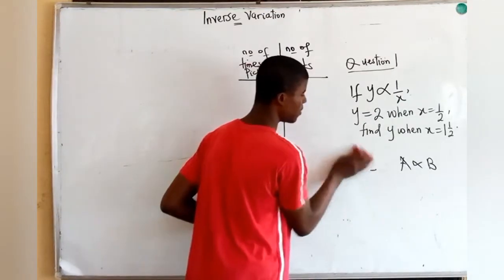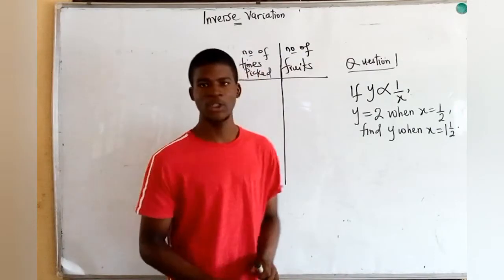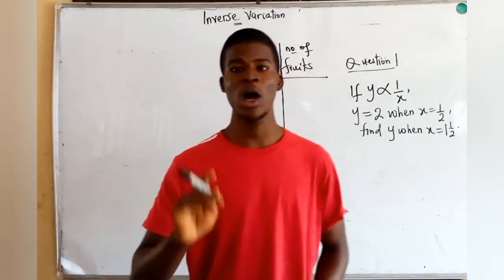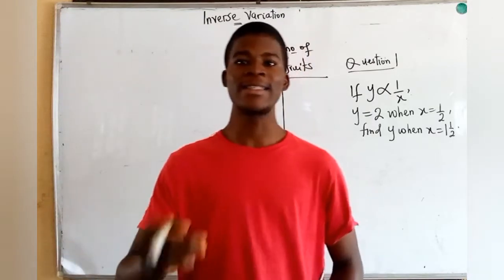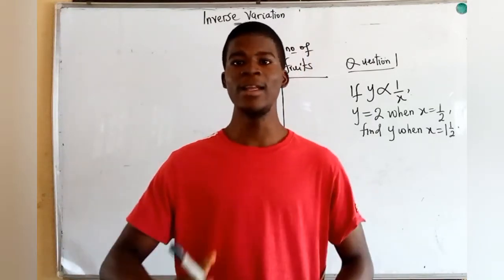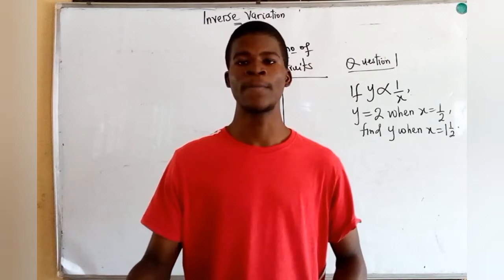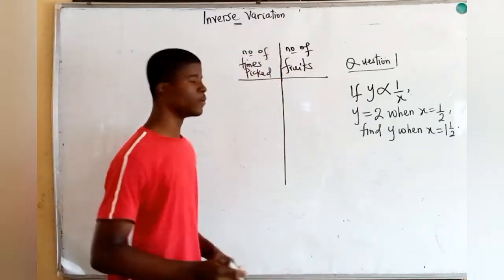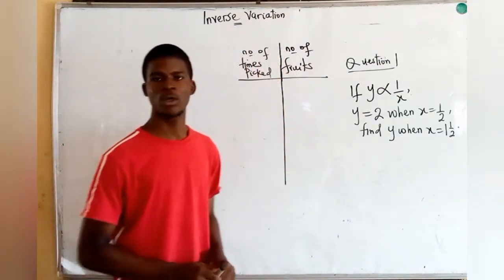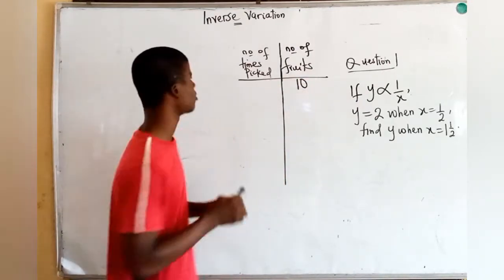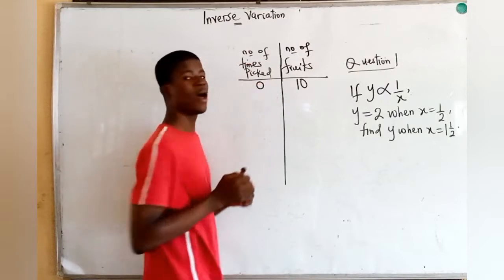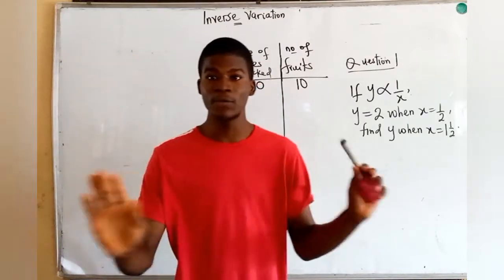Now in inverse variation, an increase in one quantity leads to a decrease in the other, and a decrease in one quantity leads to an increase in the other. It works that way. For example, I have 10 fruits in a basket. I have not picked any one, so the number of times I pick is 0. I have 10 fruits and I have not picked any fruit yet.